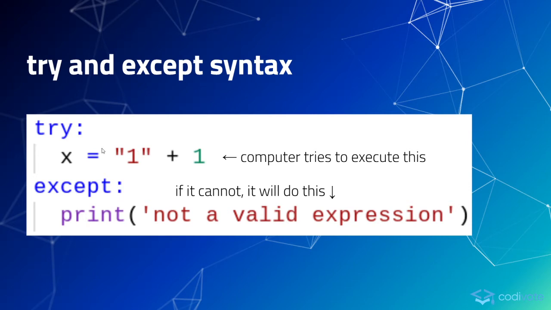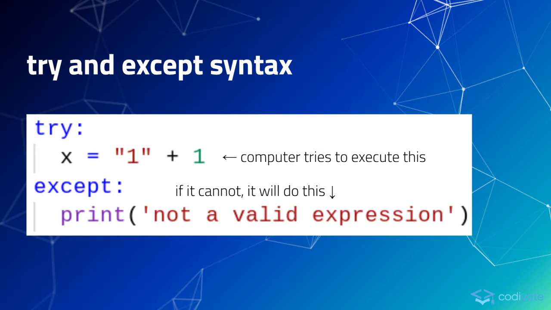So the computer will try to create a variable x and assign the result of the string 1 plus the integer 1. However, if that causes an error, then we go to the except and then we print not a valid expression. So, using what we know about Python so far and concatenation, what do you think will happen when we run this? You can pause the video and make a prediction.